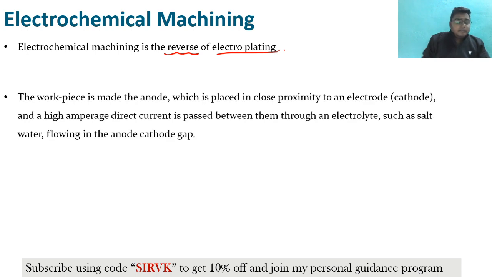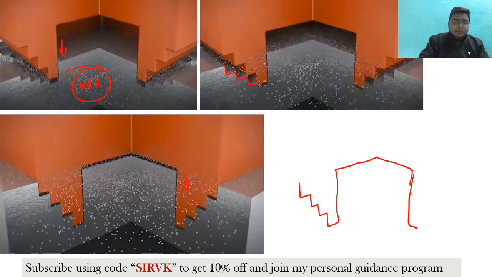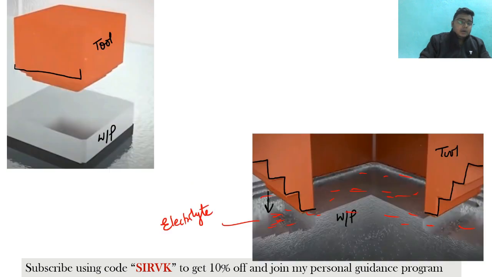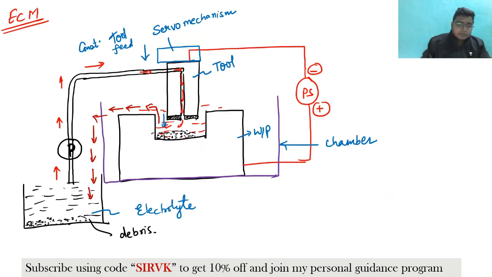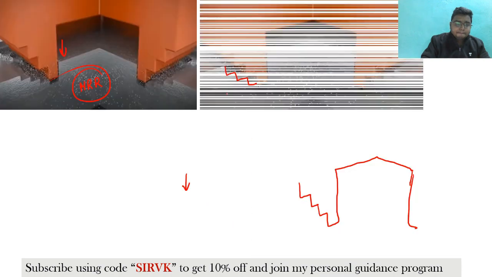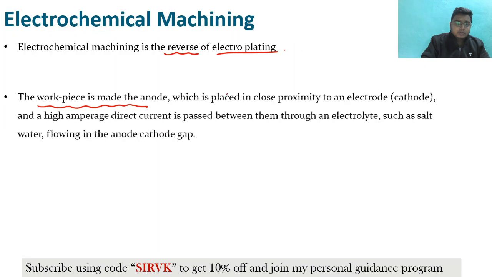Now see here, basically the workpiece is made anode. We have seen, right? Basically the workpiece is made anode. See here, this is the anode, isn't it? And the tool is what? The tool is cathode, है ना? यही तो हमने देखा था. So basically, the workpiece is made anode and is placed in close proximity to an electrode, which is known as cathode. At a very high amperage, direct current is passed between them through an electrolyte such as salt water flowing in the anode-cathode gap.